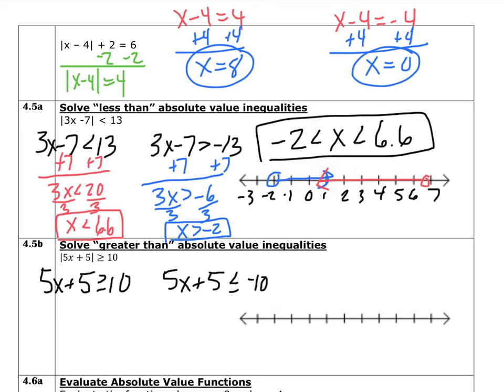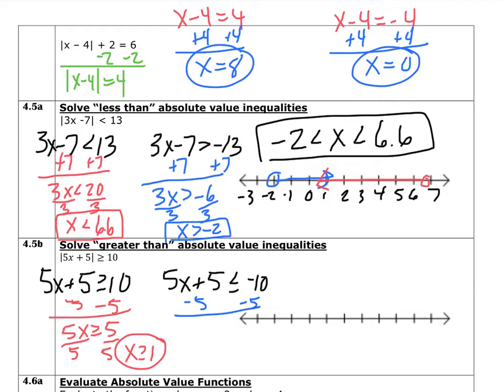We're going to minus 5 and then divide by 5. So first subtract 5 from here. Leaves us with 5x is greater than or equal to 5. When you divide by 5, we're just going to get that x is greater than or equal to 1. This other one, same thing, subtract the 5. We're going to get 5x is less than or equal to negative 15. Divide by a positive 5. x is less than or equal to negative 3.